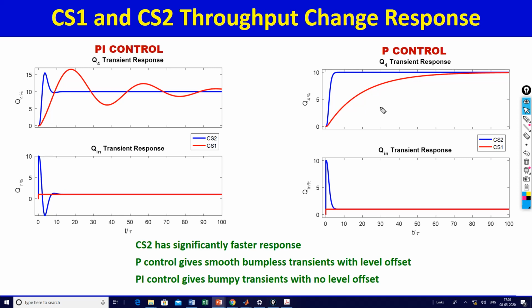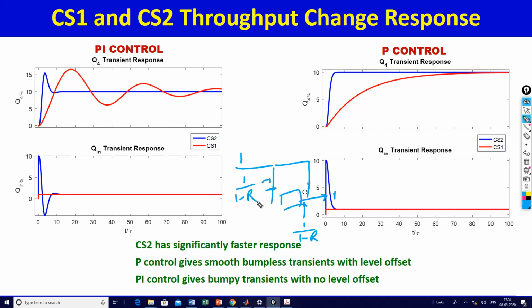In CS2, on the other hand, this is a dependent variable. If you want this flow to change by 1, it is not independently set. What is independently set is this one. If this is to be changed by 1, then these are all the tanks in series, so this will also change by 1, and this will change by 1 over 1 minus R, and so the change here must also be 1 over 1 minus R.